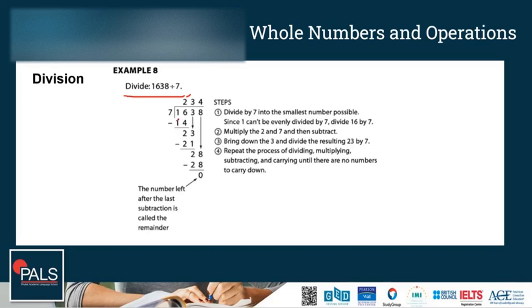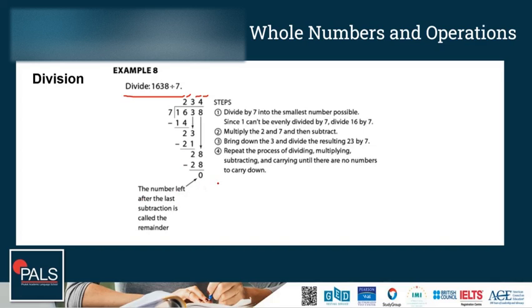So 2 times 7 is 14. So you put the 14 here in column, then 16 minus 14 is 2. Then bring down 3. So we have a new 2-digit number, which is 23. So how many 7 can you get from 23? 3. Because 7 times 3 is 21. So it's here 21. So minus 21. Then the answer is 2. Then bring down the last digit, which is 8, to have another 2-digit number, 28. Then how many 7 can you get from 28? The answer is 4. So 4 times 7 is 28. So 28 minus 28 is 0.